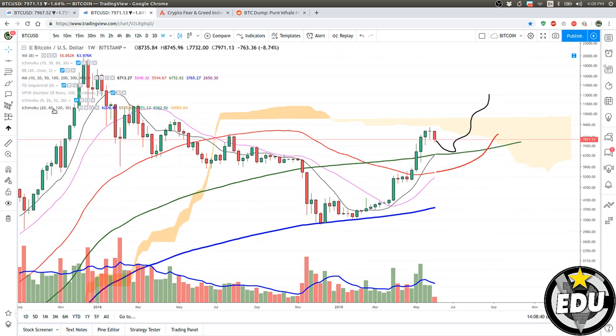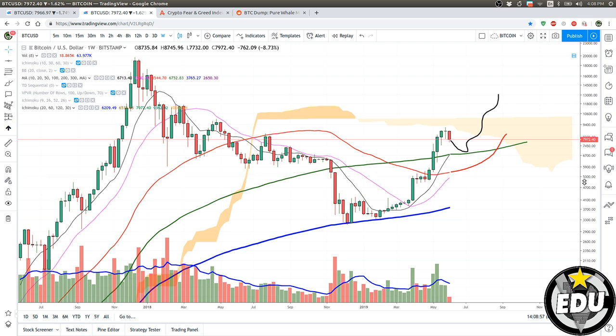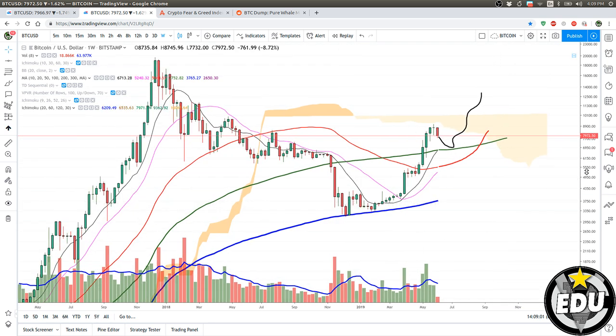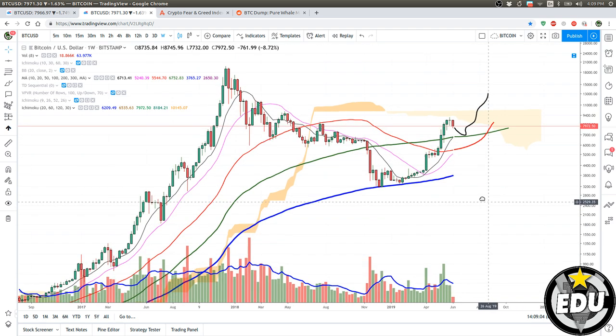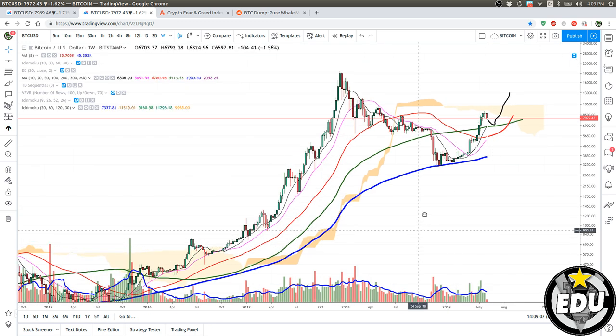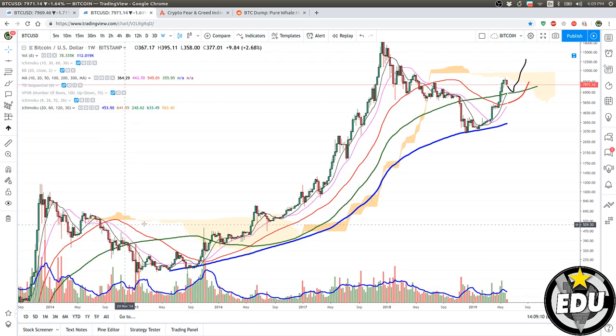Crypto settings 20, 60 and 20, 30. Yeah, some could be rejection. I think rejection is more on the flat area, not as much as here. I don't use the weekly cloud as much, but you know it's a long term indicator that can help see what happened in 2014.